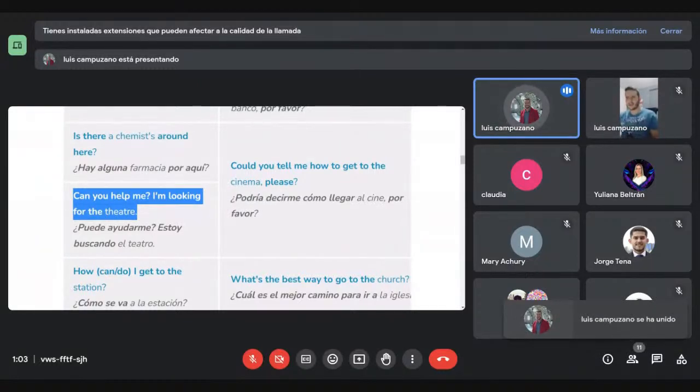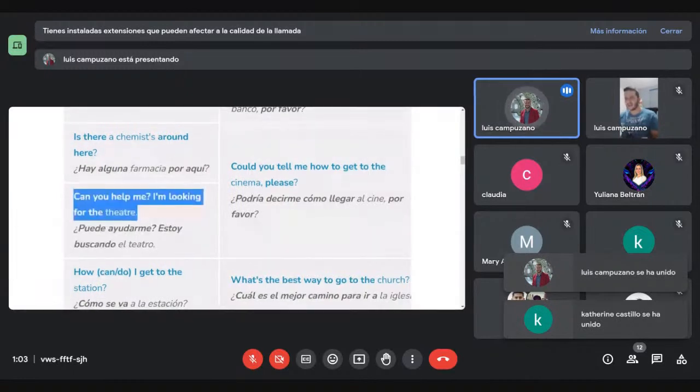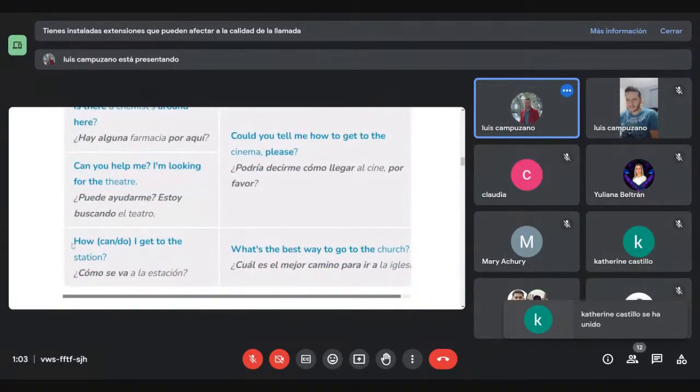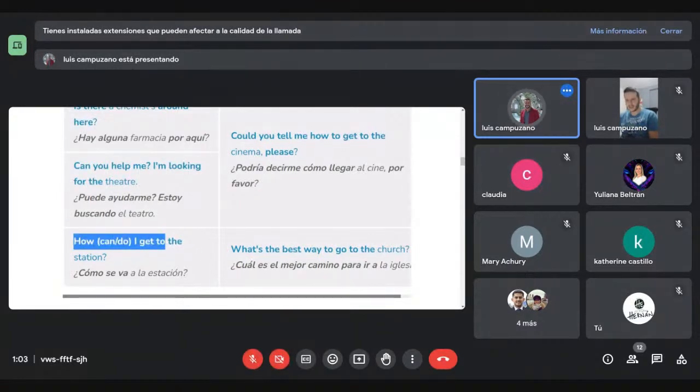Another example is, how can I get to the station? Or you can also say, how do I get to, and then the destination. How can I get to the station? How can I get to the restaurant? How can I get to the airport? Or how do I get to?